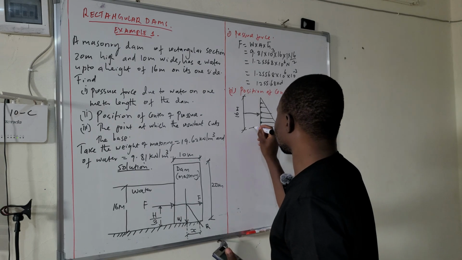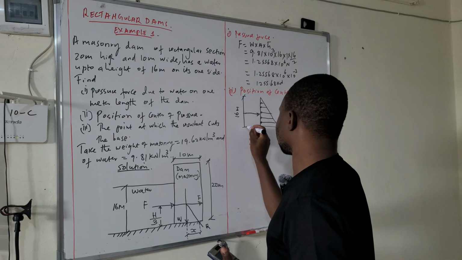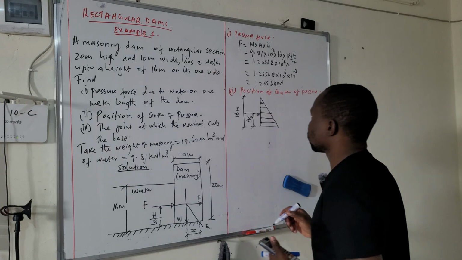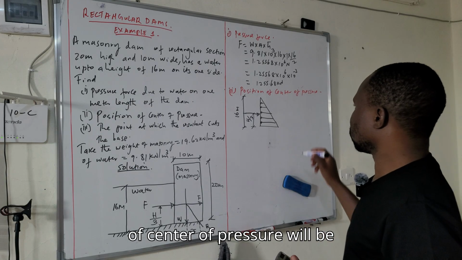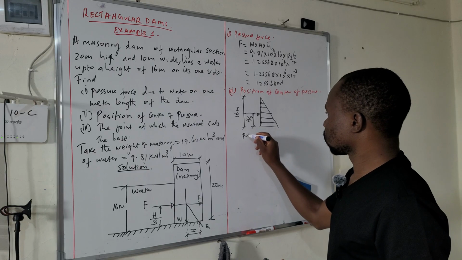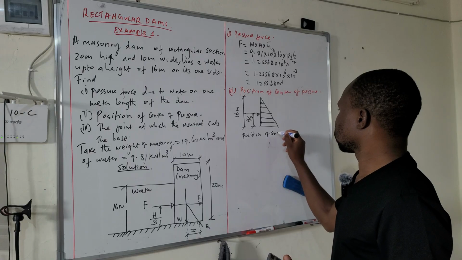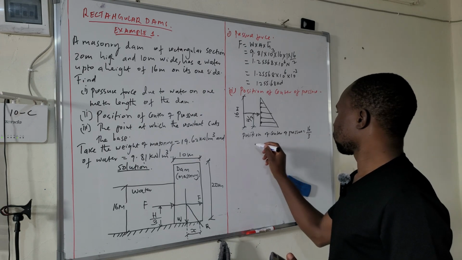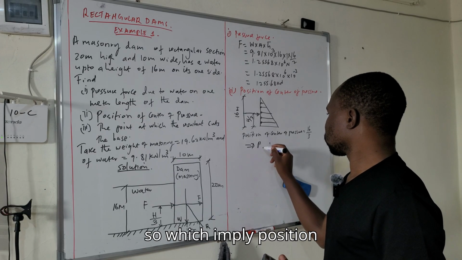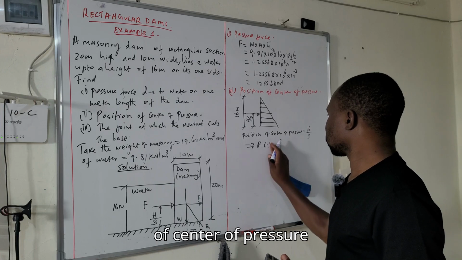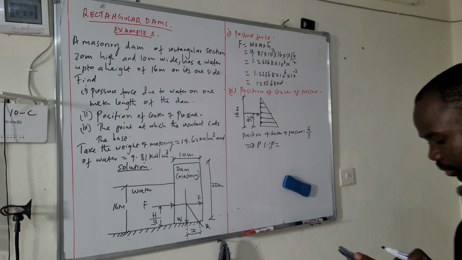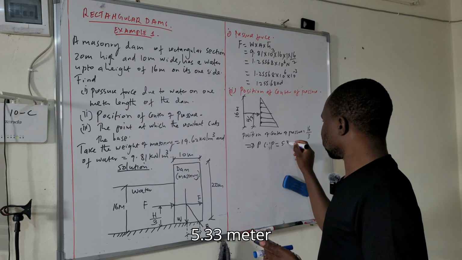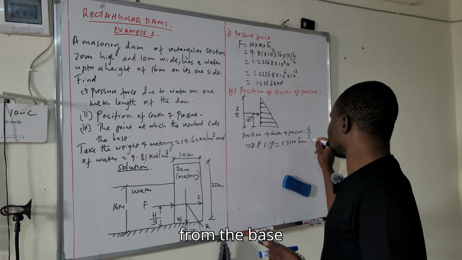So this is H over 3. So the position of center of pressure is equal to 16 over 3, which implies the position of center of pressure is equal to 16 divided by 3. So that is 5.33 meter from the base.